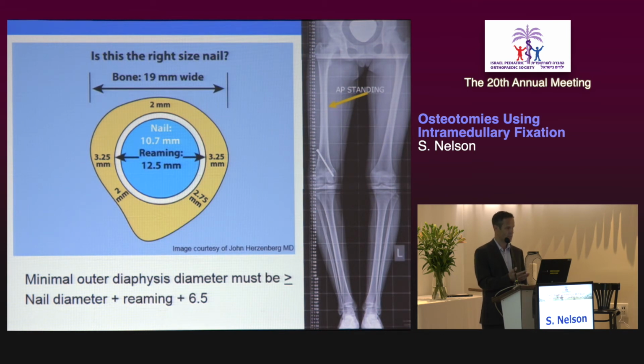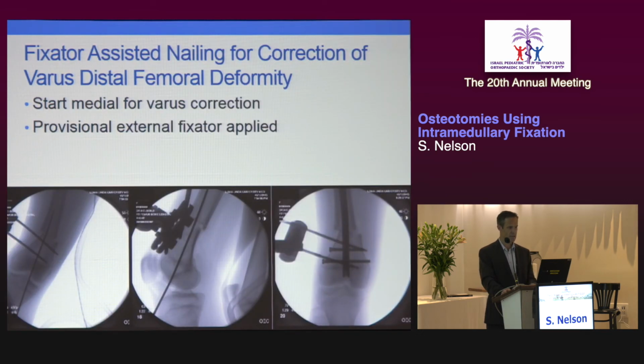If you're using a 10.7 millimeter nail, you need to ream at least at 12.5, and you want to have at least another 6.5 millimeters of bone from your overall diameter. So in these cases, you want to measure the cortical diameter in your mid-diaphysis and make sure that you would have at least 19 millimeters of diaphyseal width. It doesn't matter what the medullary canal is, because you have reamers, and you can make the medullary canal whatever size you want.